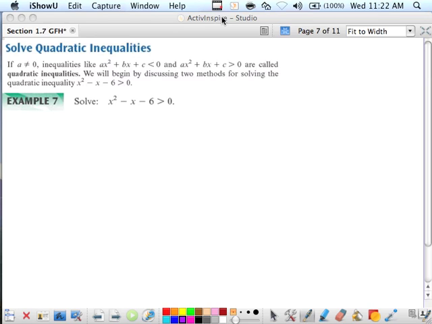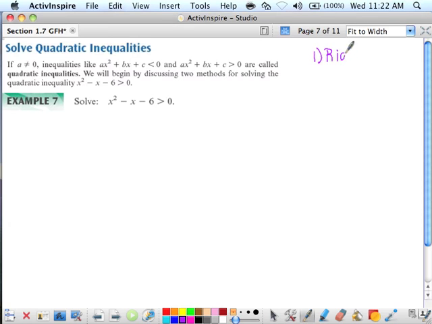If the right side's not 0, you need to get the right side 0. So that's going to be the first thing. The right side needs to be 0. Okay? Once you do that, solve the left side, usually by factoring, but quadratic formula if you have to.